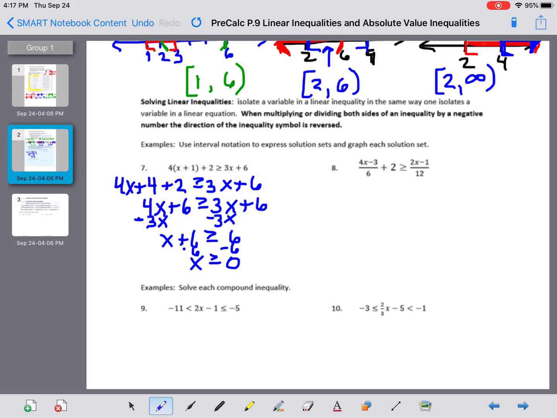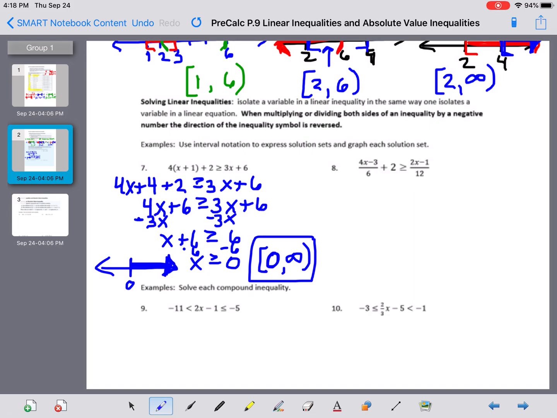Okay, so when I think about that number line, it means I would start at 0, and I'm greater than or equal, so I'm going to go to the right. So for my interval, my left bound is 0, and it is included because of the equal to, and then I'm going to go to positive infinity on my right bound. So my final answer is 0 to infinity.